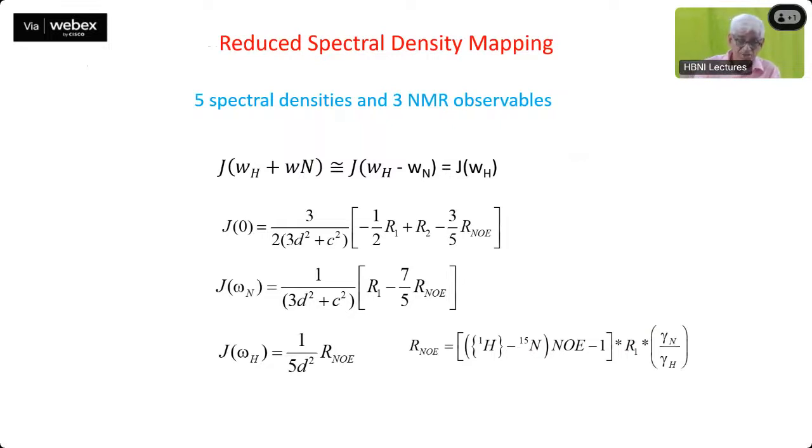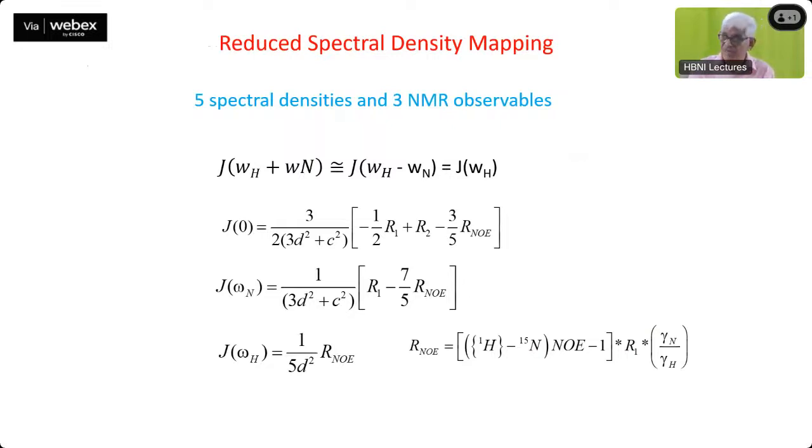When you do that, you can define your J0, J omega N and J omega H in terms of the relaxation parameters. J0 is related to R1, R2 and NOE, J omega N is related to R1 and RNOE, and J omega H is related to RNOE. So therefore, 3 parameters and 3 variables you have, and you can calculate these 3 spectral densities without any problem.